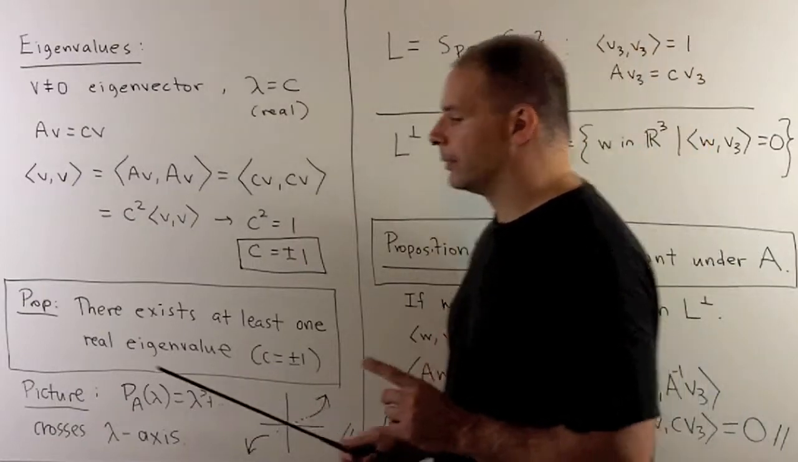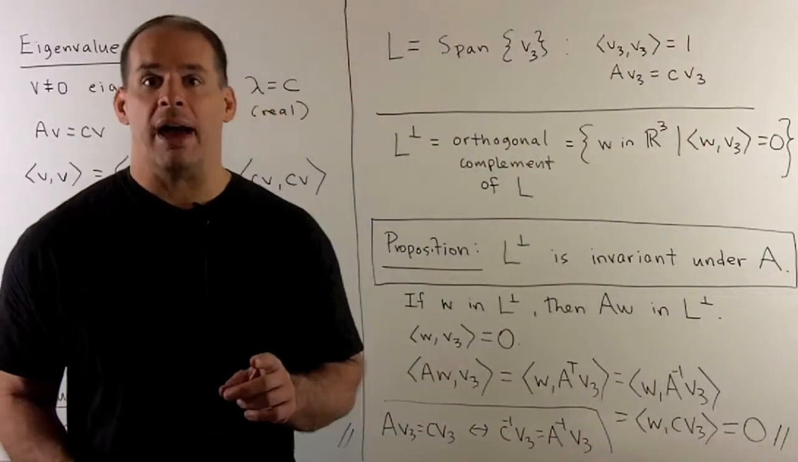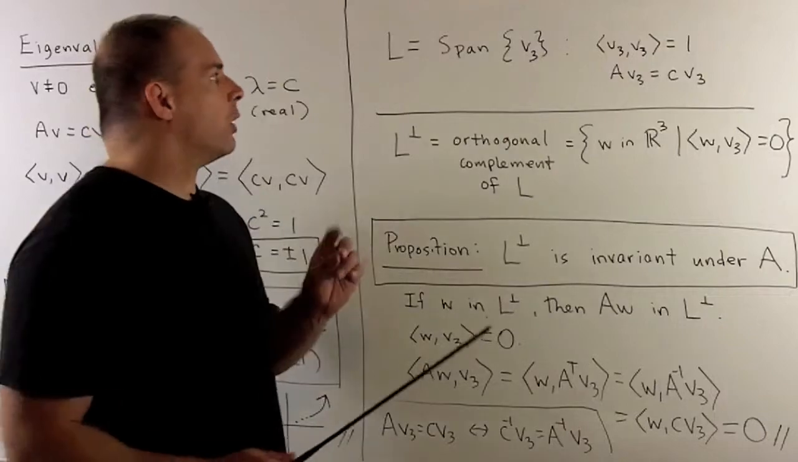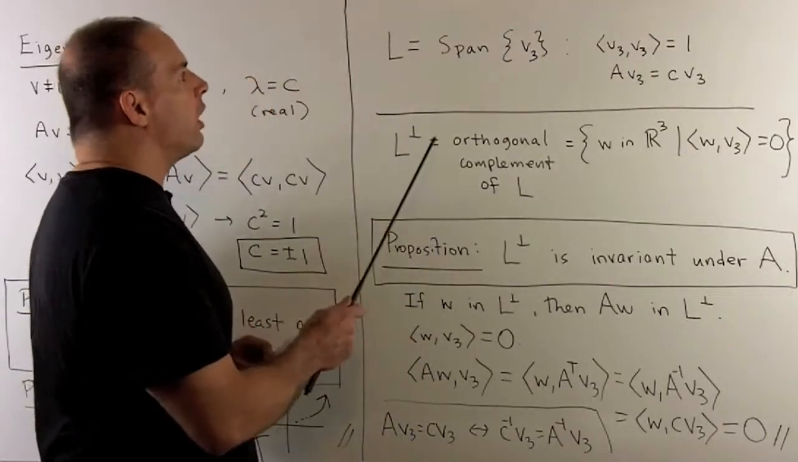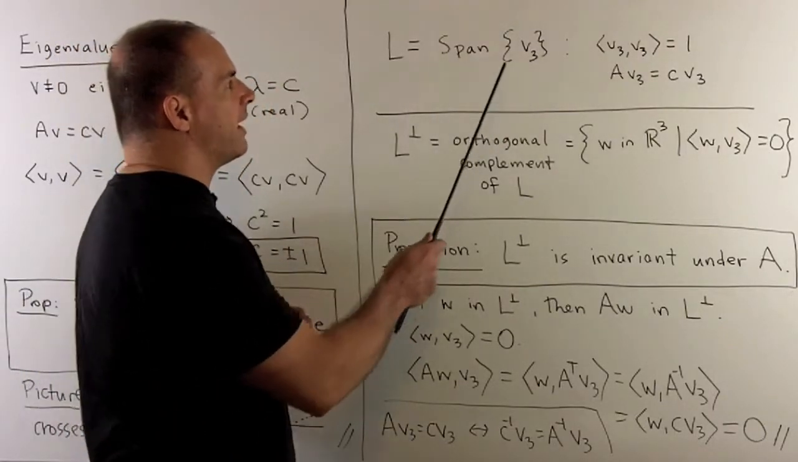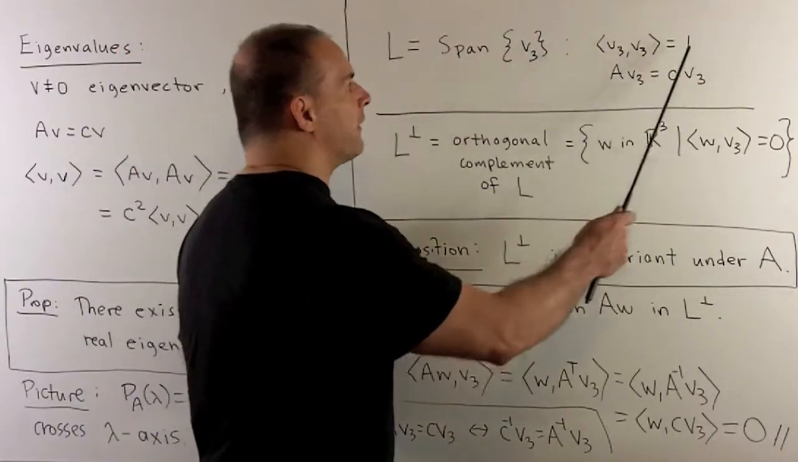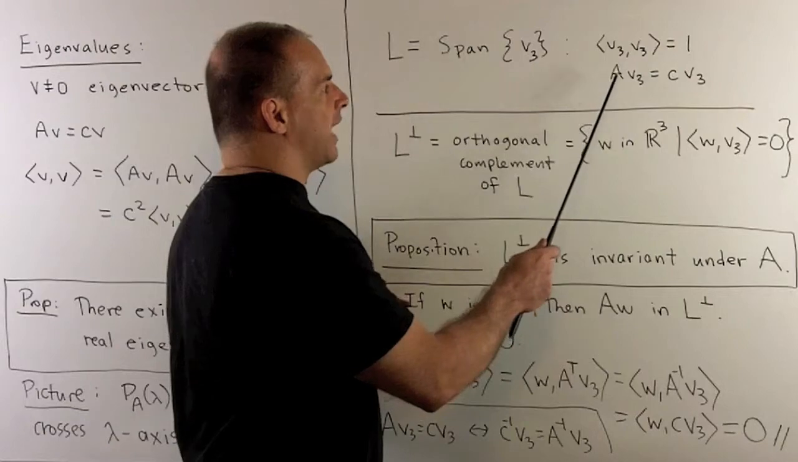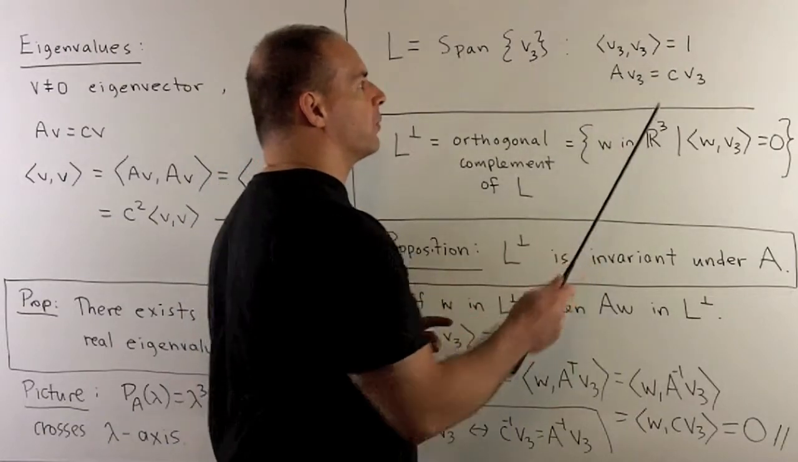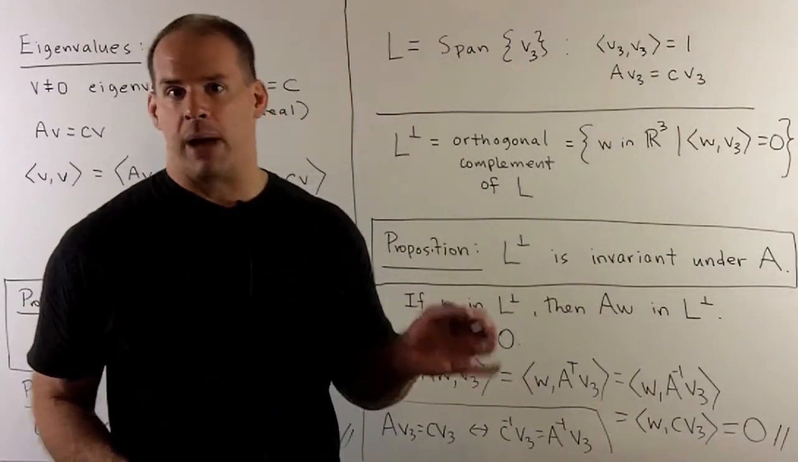Now, that means we have a non-zero eigenvector. So we have a fixed line L as the span, and we'll call that non-zero eigenvector V3. We'll choose V3 to be a unit vector, and for now we'll just say AV3 equals CV3, where C is equal to plus or minus 1.